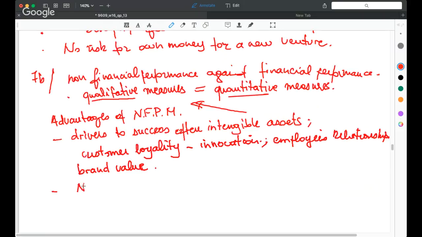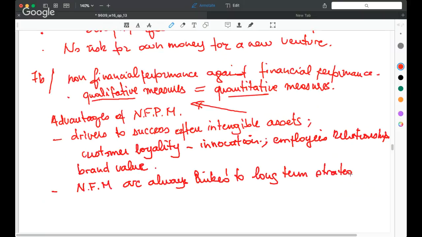So non-financial measures are always linked to long-term strategy, okay? To actually long-term strategy to build customer loyalty, to build brand value, to build ethics, to build CSR, to build everything, okay? So non-financial measures are really important for this, okay, of a business.